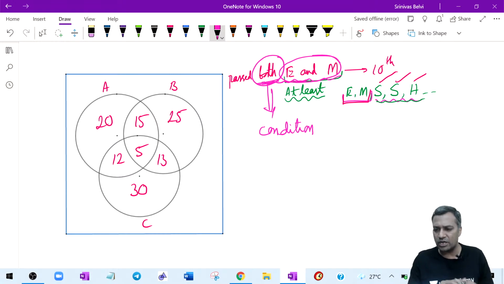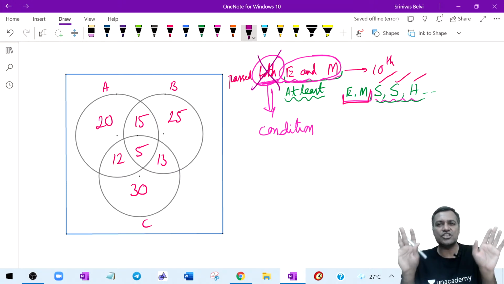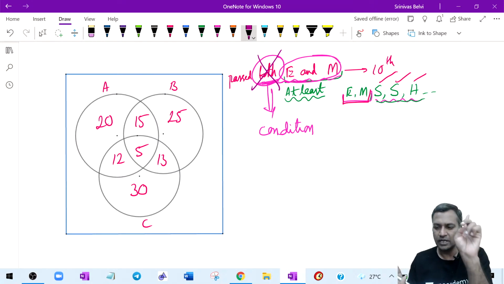What if I don't use the word both there? You wait till I finish. I may talk about one thing, or two subjects, or three subjects. Wait till I finish. Therefore, when I'm talking about two subjects, whether I use both or I don't use both, my answer does not change. Is this clear to you?